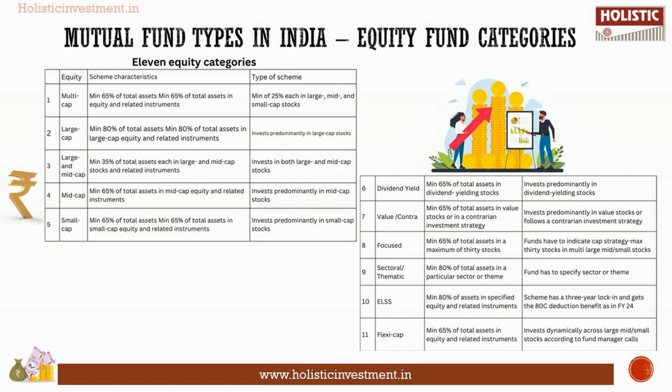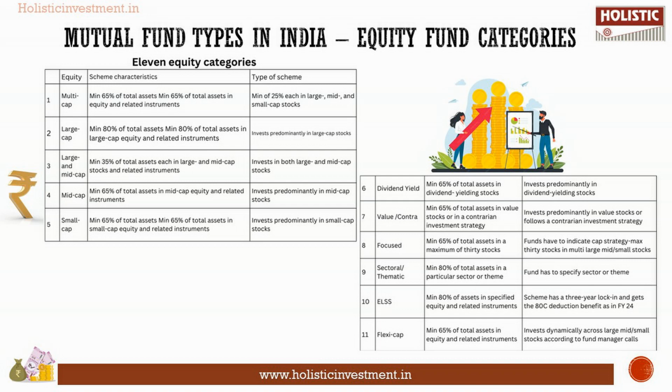Next, dividend yield. Minimum 65% of total assets in dividend yielding stocks. Value or contra fund. Minimum 65% of total assets in value stocks or in a contrarian strategy, that is companies having potential to grow. Focused fund. Minimum 65% of total assets in equity, but it limits the number of stocks to 30. Sectoral or thematic fund. Minimum 80% of total assets in a particular sector or a theme, like technology stocks. Next, ELSS. Minimum 80% of total assets in equity and has a 3-year lock-in period. Also, they have a tax deduction advantage under Section 80C.